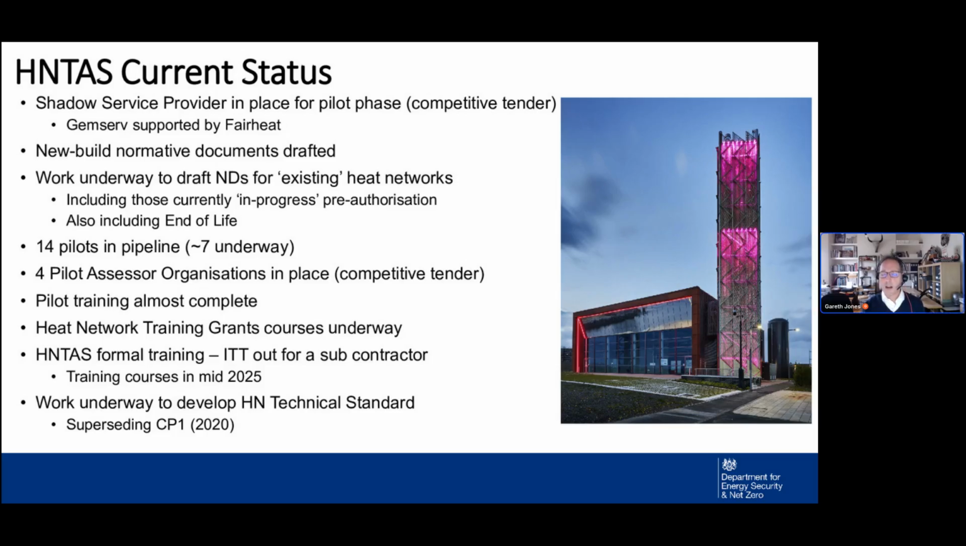Next steps, current status: we've got a shadow service provider in place for the pilot phase, that's GemServe, being supported by FairHeat. We've got new build normative documents drafted, and work underway to develop all normative documents for existing networks. We've got 14 pilots in the pipeline, so there was a procurement for 4 pilot assessor organisations. That was through competitive tender.